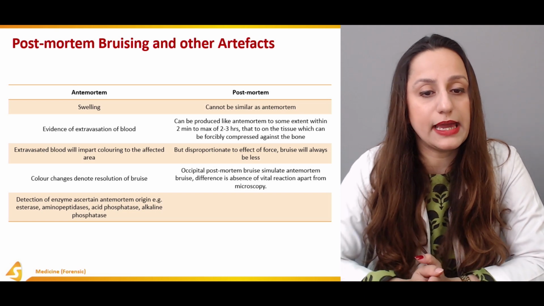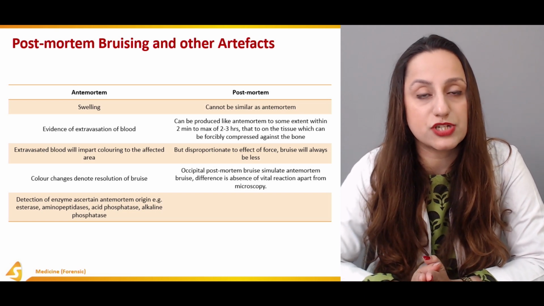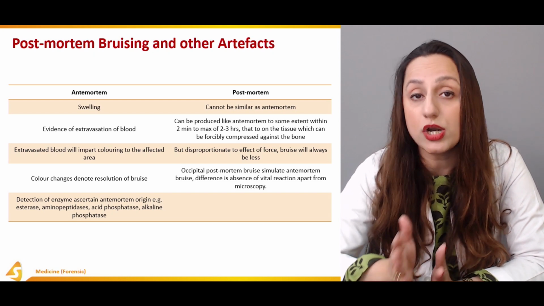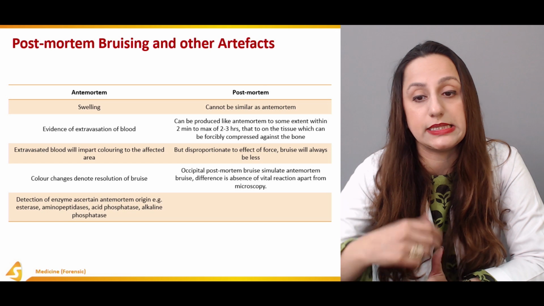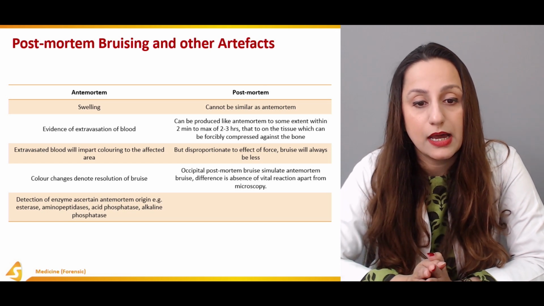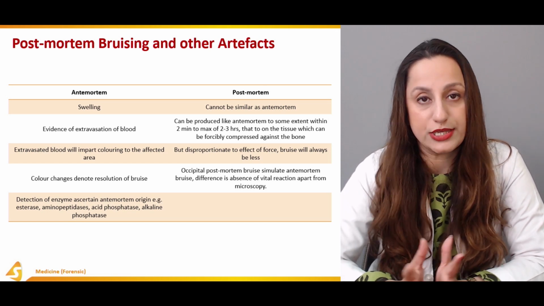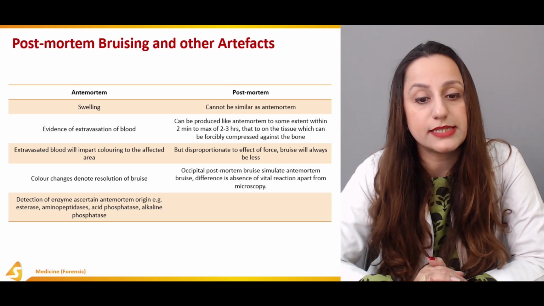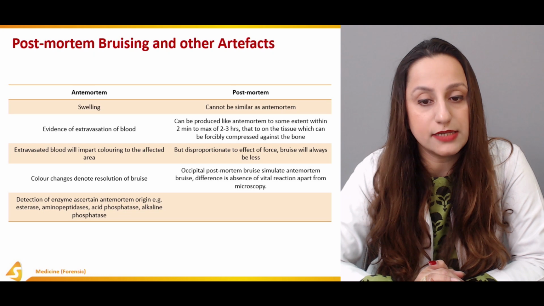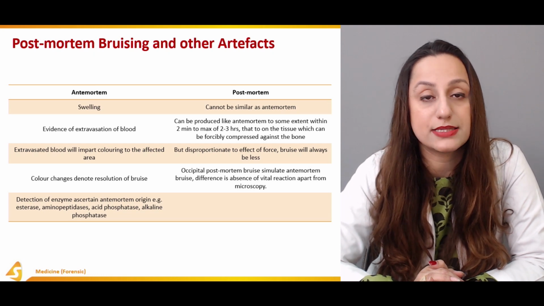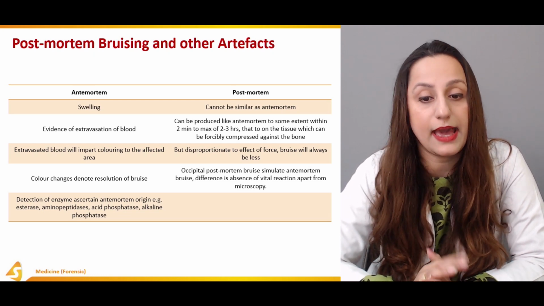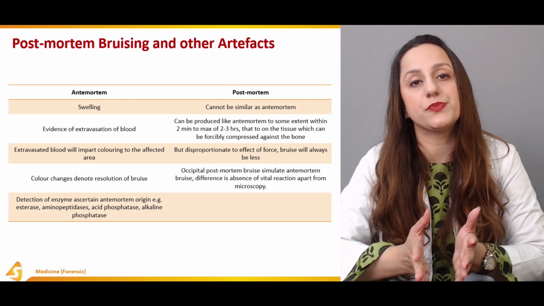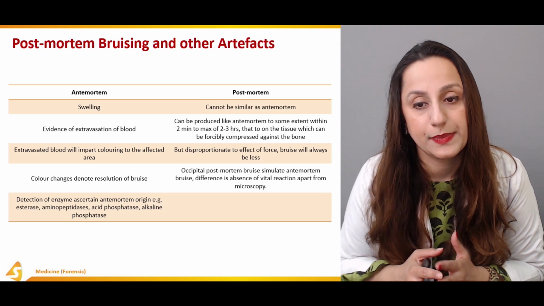So if we see an ante-mortem bruise, the extravasated blood will impart coloring to the affected area, and we will not see these color changes in the post-mortem bruise. The color changes denote the resolution of the bruise in ante-mortem bruising, and the detection of enzymes ascertains the ante-mortem origin, for example, esterase, aminopeptidases, acid phosphatases, and alkaline phosphatases, all of which come into play only when the subject is alive.